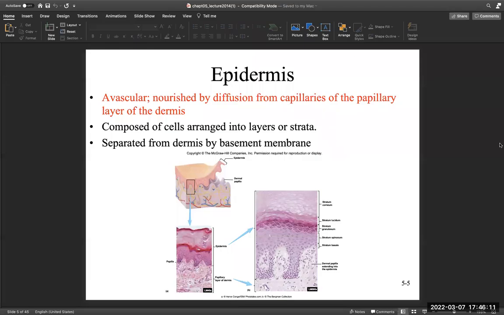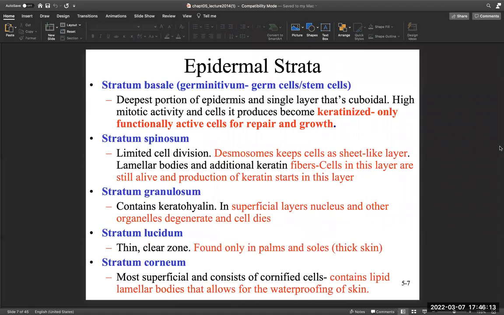Let's finish up with chapter 5 material right here. We talked about the epidermis, and remember, anything that's highlighted is going to be very important on the test. So if you see an actual slide that has many highlights, well, that's going to be a pretty high yield, very important slide to really get to memorize.